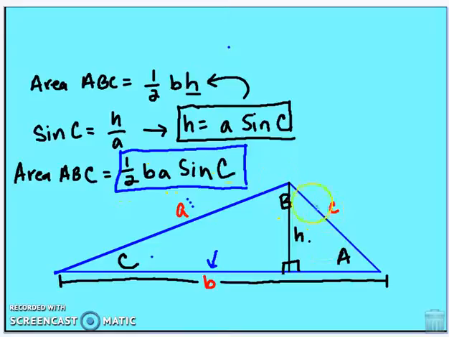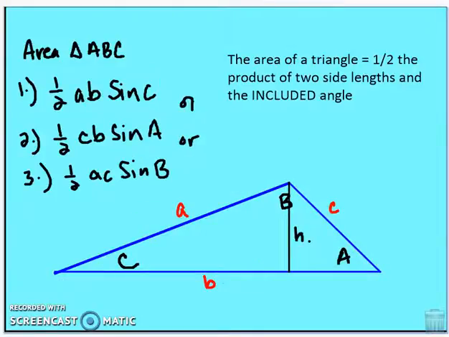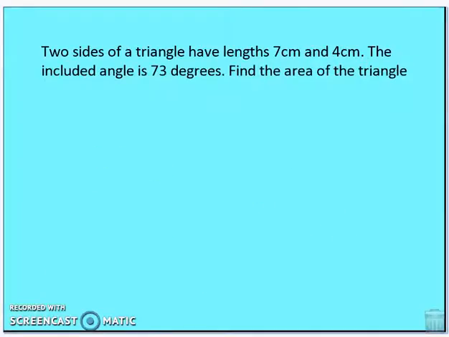And you can do that for any of the angles, given you have the two sides and the included angle. So 1/2 ab sine C, 1/2 bc sine A, and 1/2 ac sine B will all give you the same area for a given triangle. But again, you need to know the two sides and the included angle. So these are how the formulas look. The area of a triangle is 1/2 the product of the two side lengths and the sine of the included angle. I'm going to give you some practice problems to work on, and then we'll go into an application problem, and then we'll talk about sectors and segments.